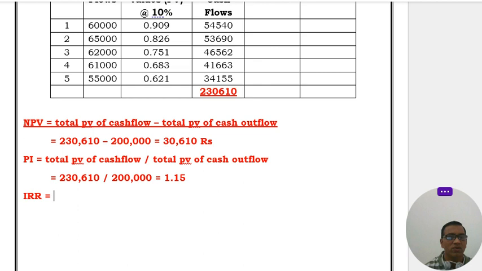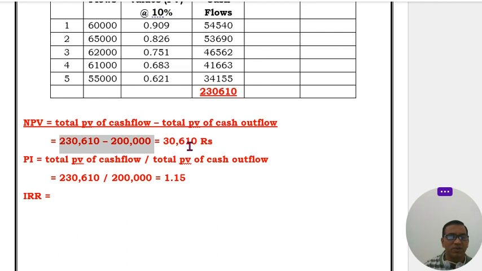How will you know? How will you calculate one more NPV at another rate of return? What is that another rate of return? How will we know that? Simple logic. What is the meaning of IRR? IRR is the rate of return at which cash inflows are equal to cash outflows. That means here cash inflow and cash outflow both should be equal. That is NPV equal to 0. That means this 23610 also should be 200,000. If this 23610 is also 200,000, then 200,000 minus 200,000 will equal 0.